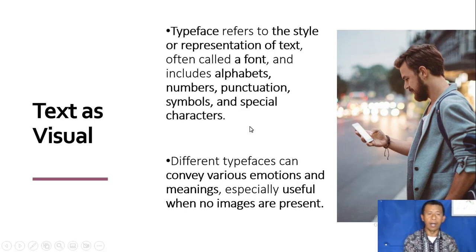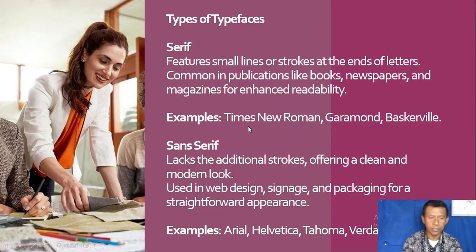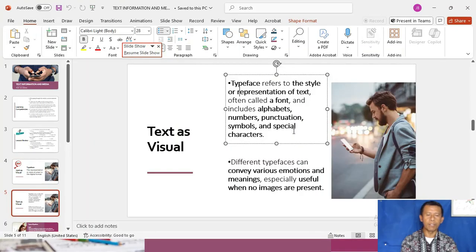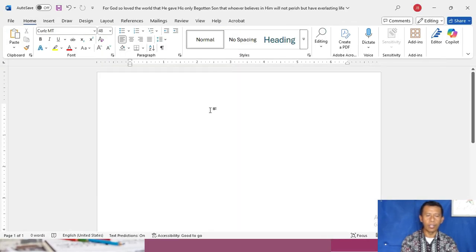All right. Types of typefaces. Serif. Serif features small lines or strokes at the ends of letters, common in publications like books, newspapers, and magazines for enhanced readability. Examples of serif are Times New Roman, Garamond, and Baskerville. So we'll try this one here using Microsoft Word.